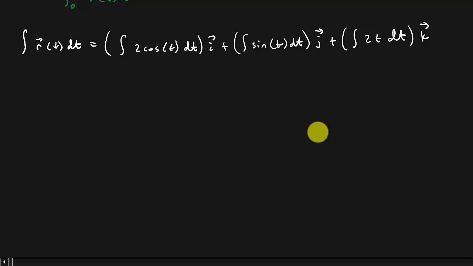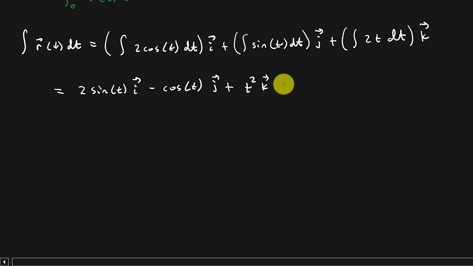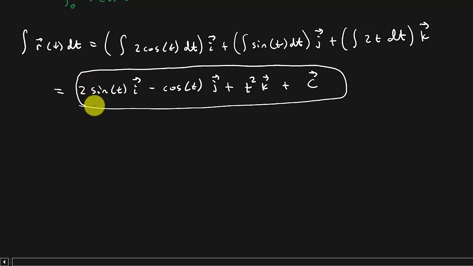All right. So if we integrate this, well, the antiderivative of 2 cosine, that's going to be 2 sine t times vector i. We integrate sine t, that's negative cosine t times vector j, plus t squared times vector k, plus our constant vector. Okay, and so here is your answer to this problem.